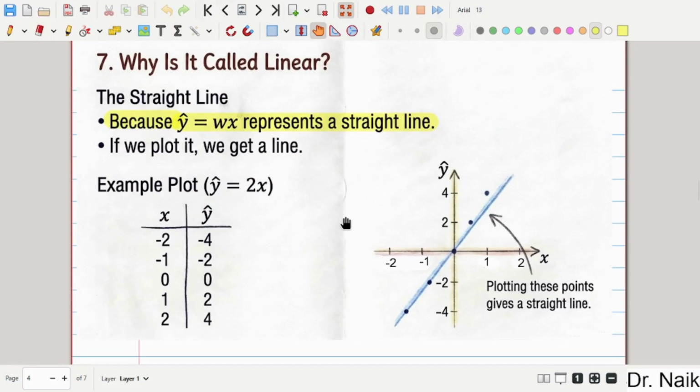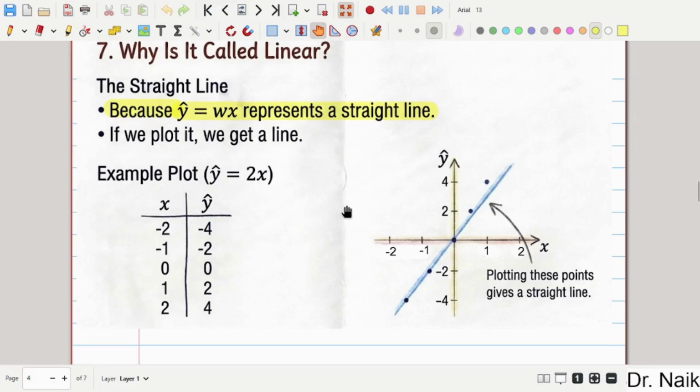Why is it called linear? Because the equation y hat equals w x represents a straight line. If we plot it, we will get a line. For example, plot y hat equals w x, where x is our input and y hat is a prediction. If x is minus 2, then y hat is minus 4. If x is minus 1, then y hat is minus 2.